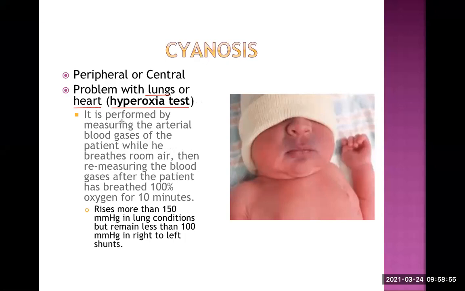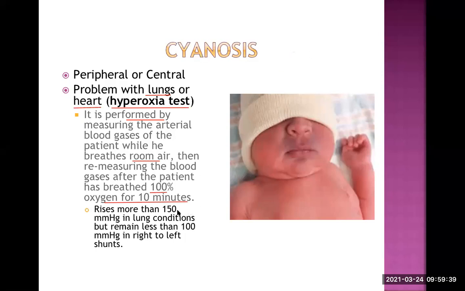Now, how is this test done? Please pay attention here. It is performed by measuring the arterial blood gas, or ABG, of the patient while he or she breathes room air, then remeasuring the arterial blood gas after the patient has breathed 100% oxygen for 10 minutes. What do we do first? We do the baseline ABG when there is no oxygen given. Then we give 100% oxygen for 10 minutes. Then after that we do ABG again. Then we just compare what the changes are.